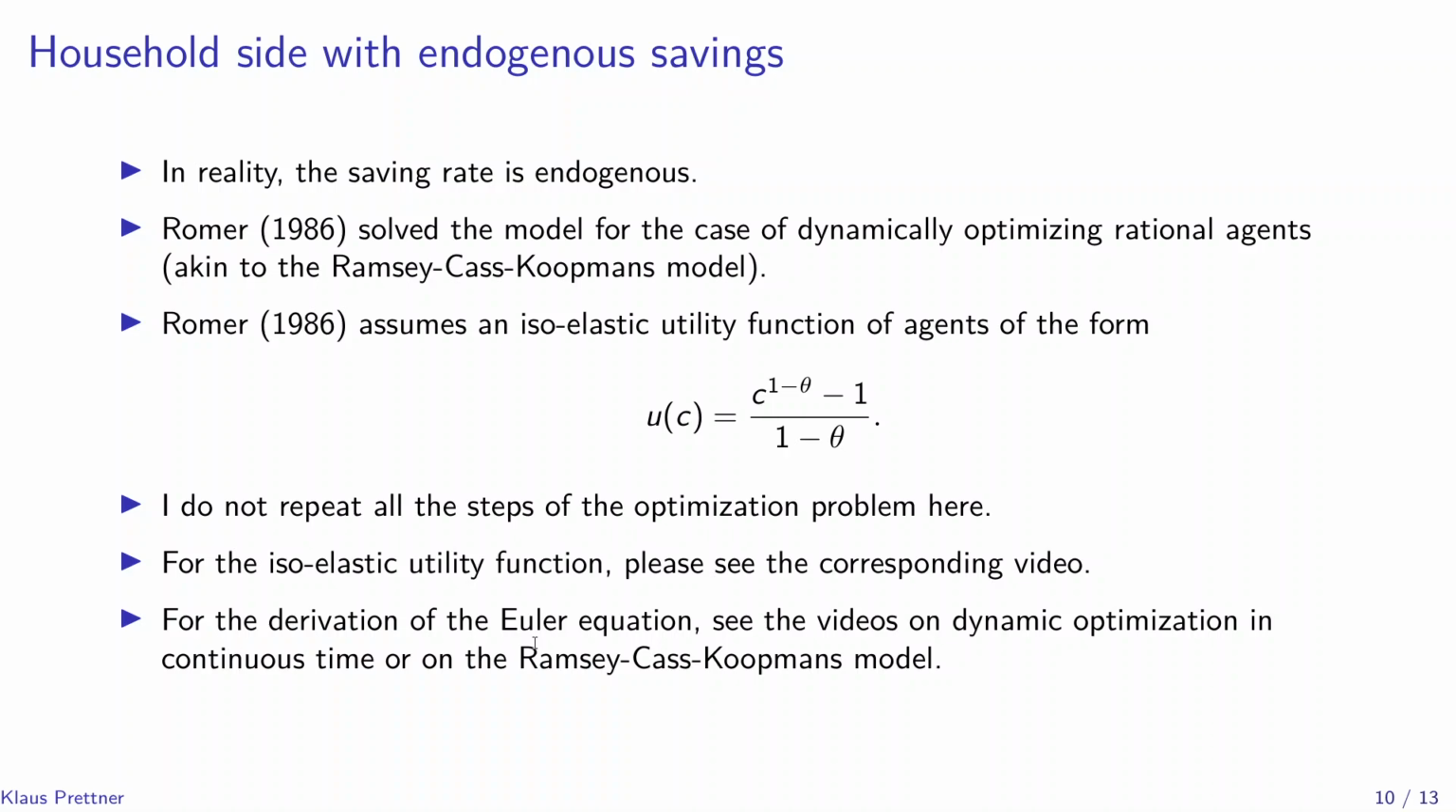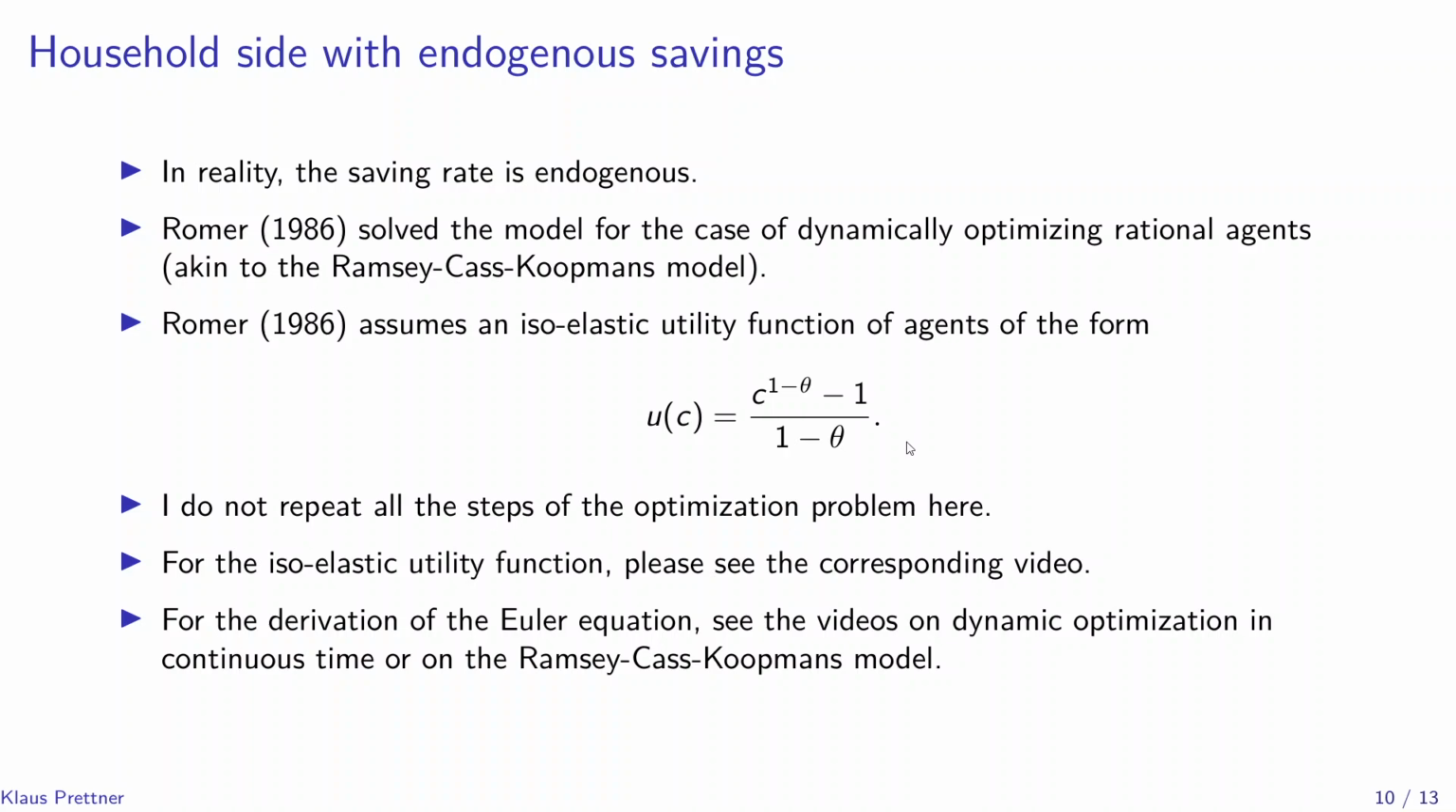However, now we also want to talk about the model when savings are determined endogenously. And this was the version of the model that was contributed by Paul Romer in 1986. So there he introduces basically a Ramsey-Cass-Koopmans structure on the household side of the economy. For this, he assumes an isoelastic utility function, which has the form that we have here, where consumption raises utility, but usually in a concave way for risk-averse households. And this is a standard utility function that you find in many economic models.